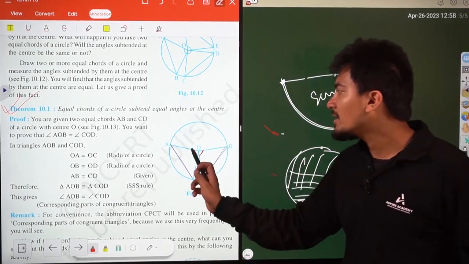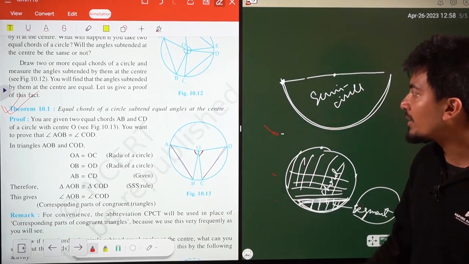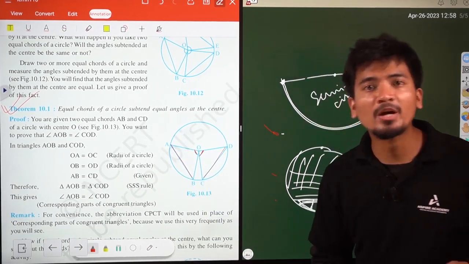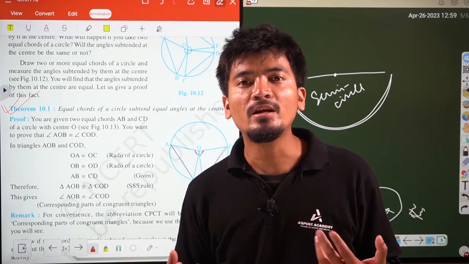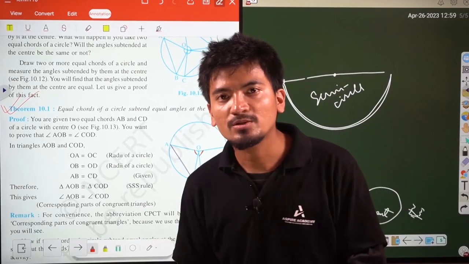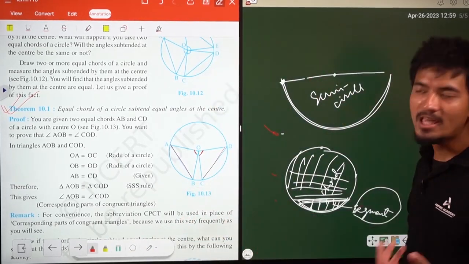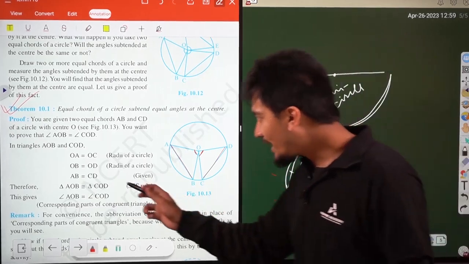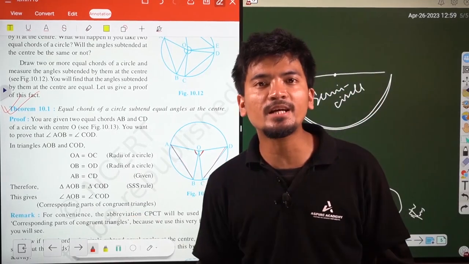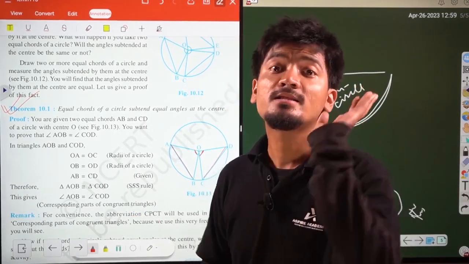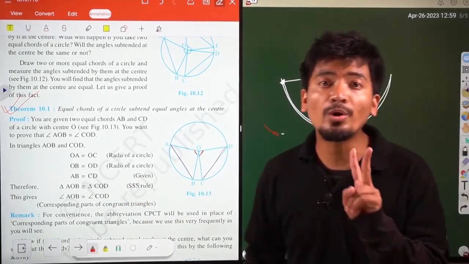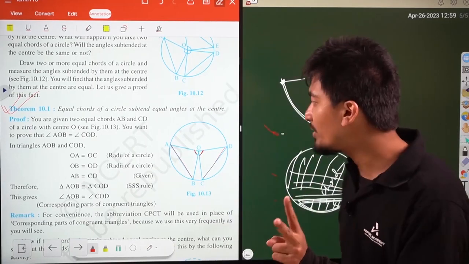So in triangles AOB and COD, what do we have? We have OA equals OC. Why? Because they are the same radius, and we have already read that radii within the circle are always the same. So their radii will definitely be equal. Again, we have OB equals OD. This is also a radius, so all the radii will have the same lengths. Next, AB equals CD, since they are two equal chords.